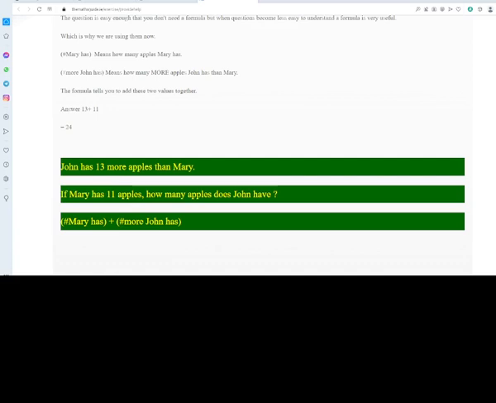So the formula we have here, we're told that John has 13 more apples than Mary. Mary has 11 apples. How many apples does John have? Well, John has more apples than Mary, so I would add how many more John has to how many Mary has to find out the total. That might seem very obvious now, but when you're dealing with less easy to understand questions like with negative numbers, having a formula is very useful. So we're going to be adding the two numbers. So let's go back to the exercise.